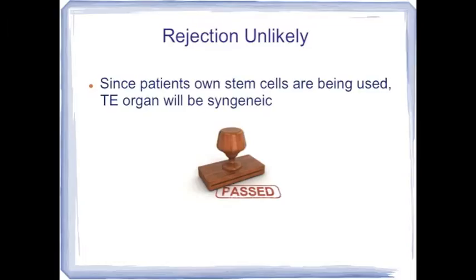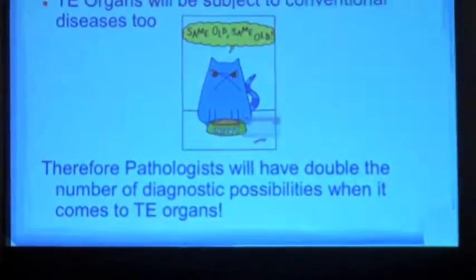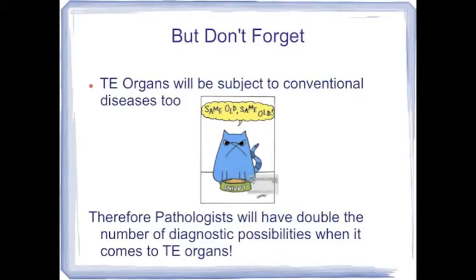When we're looking at tissue engineered organs, I believe rejection will most likely be unlikely because the tissue engineered organs will be built from the ground up using stem cells that are from the patient themselves. Because of that, the tissue engineered organs will be syngeneic with the patient, and I believe because of that, rejection would be unlikely. But pathologists need to also remember that tissue engineered organs will be subject to conventional disease, just as non-tissue engineered organs also are. Because of that, I believe in the emerging field of tissue engineering, pathologists will have double the workload when it comes to assessing these organs.